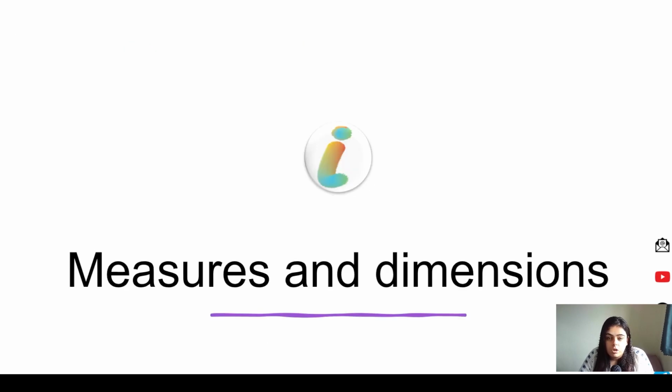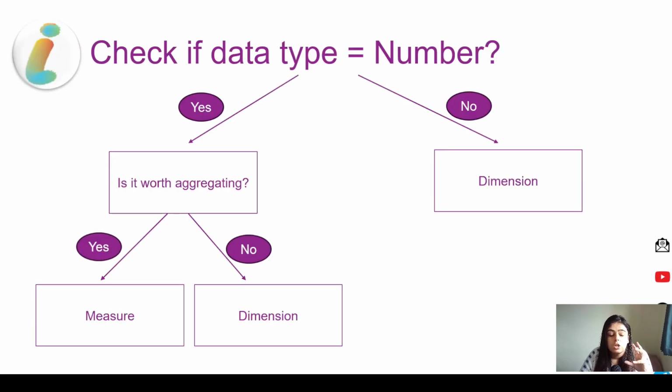Measures and dimensions. The very first thing you need to keep in mind while dealing with data is that you need to divide it into measures and dimensions. The first question to ask yourself is: is the data type a number? If it is not, then it is a sure-shot dimension. And if it is a number, then you need to ask another question: is it worth aggregating? If the answer is no, then it is a dimension, and if the answer is yes, then it is a measure.